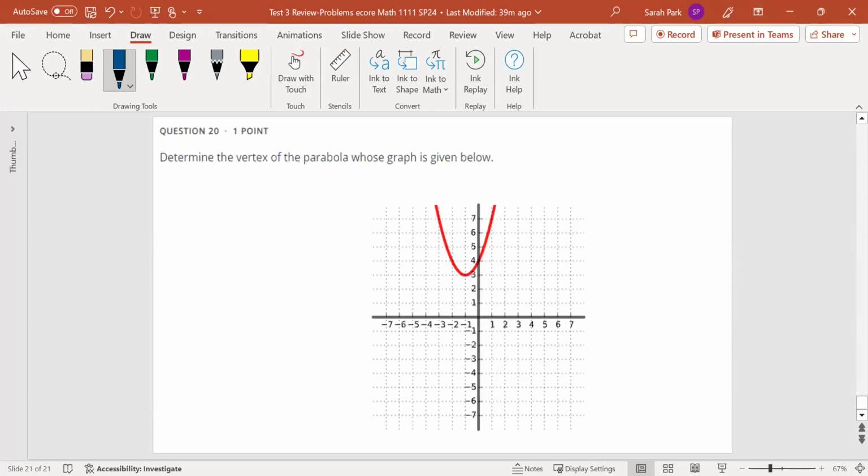Okay, last problem, number 20. Find the vertex of the parabola of the graph below. And so the vertex of the parabola is right here. This is a parabola that's opening up. So the vertex is this point, the minimum point, and that's negative 1 for x and 3 for y. So it's negative 1, 3.